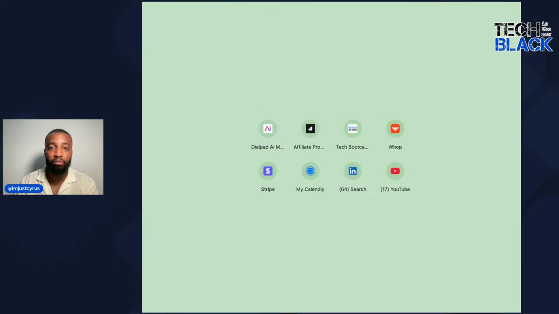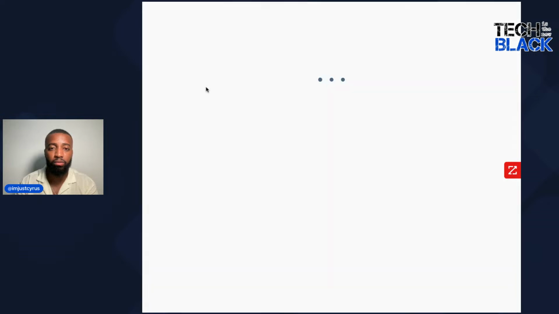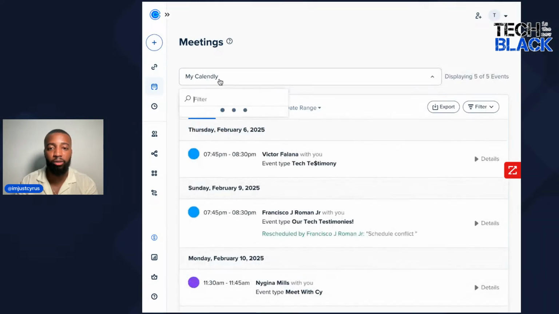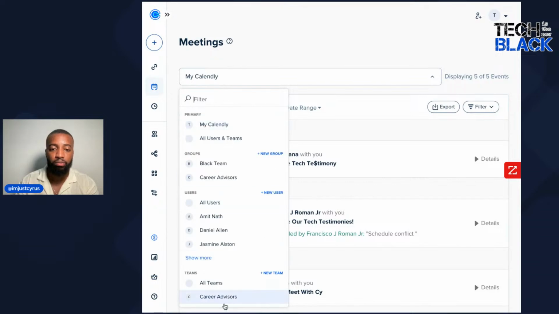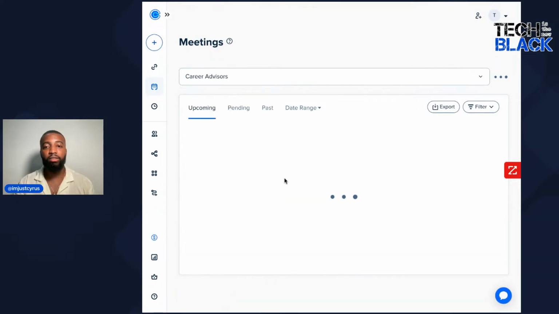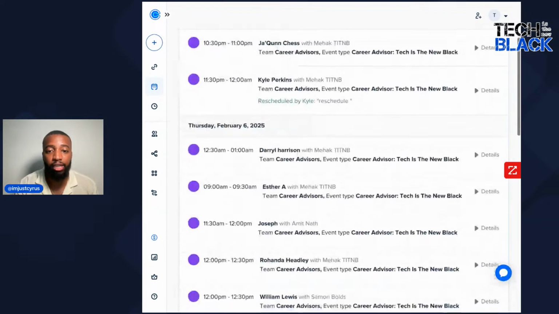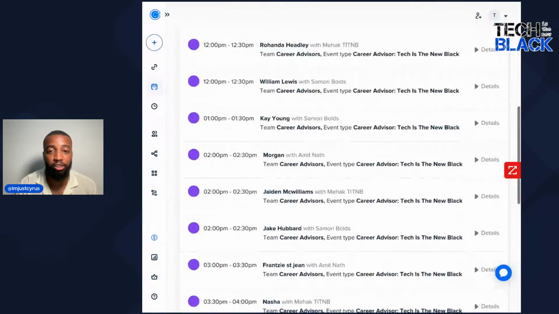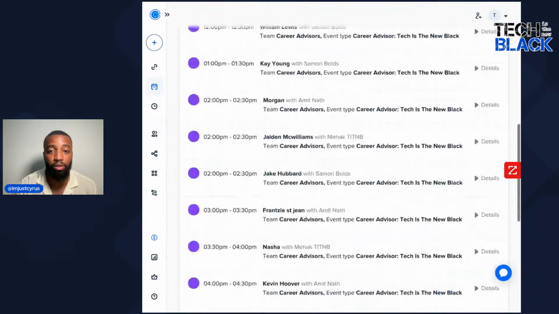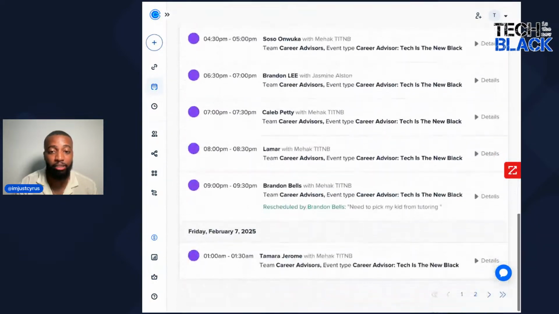So let me show y'all real quick, so y'all can give grace to the career advisors. Now look at this. These are scheduled calls with the career advisors. This is Thursday. This is tomorrow. Back to back to back to back to back to back.